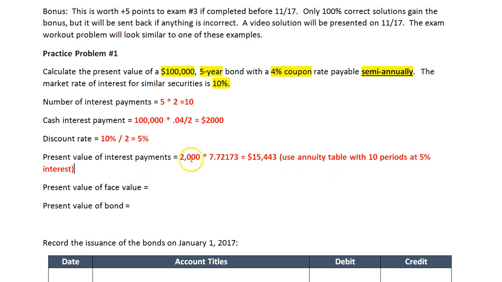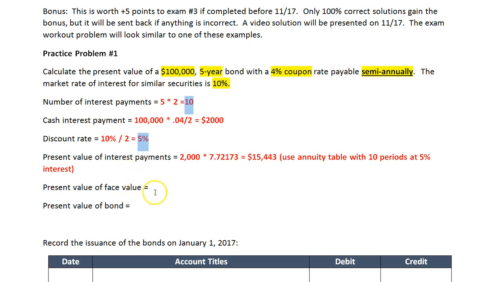Alright, so it's just the amount they're paying every 6 months times the annuity table present value factor that you'd look up in the table. You'd look it up in the table using the two previous numbers, the 10 and the 5% interest rate.